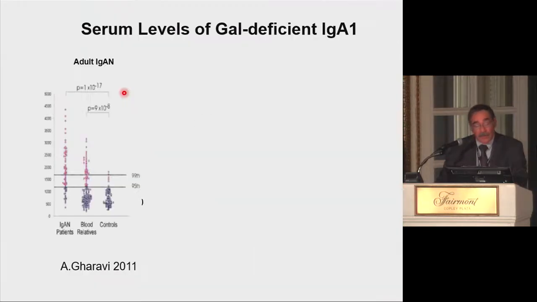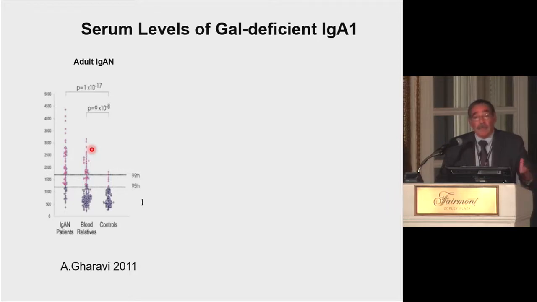Now, if we look at this, here's a study. Ali Gharabi runs the renal division now at Columbia. If you look at under galactose levels or galactose deficient IgA, you can see IgA nephropathy patients are clearly deficient in galactose residues at the hinge region. The interesting thing is controls are not, but blood relatives are. If you look at spouses of people, they're like controls.